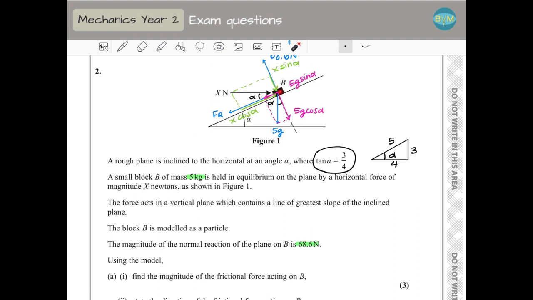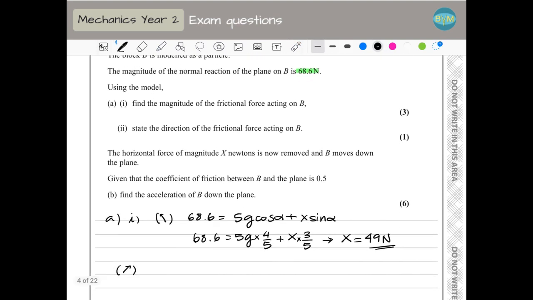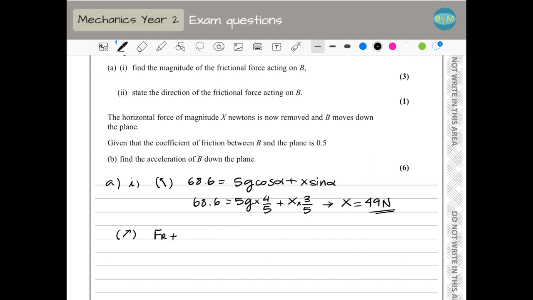Now, what I do is resolve parallel to the slope, which means the forces pointing down the slope, which is the friction, the blue, and the pink, 5g sine, are going to be the same as the one pointing up, which is the green one. So friction plus 5g sine alpha is going to be x cos alpha, which is the one pointing down. So friction is going to be x, which is 49, cos alpha, 4/5, minus 5g sine alpha, 3/5. And from here, friction is 9.8 newtons.